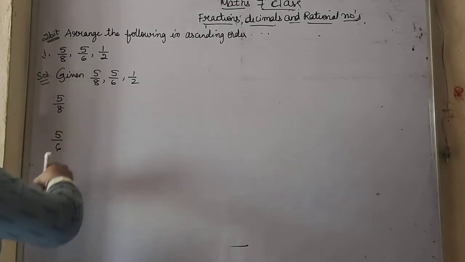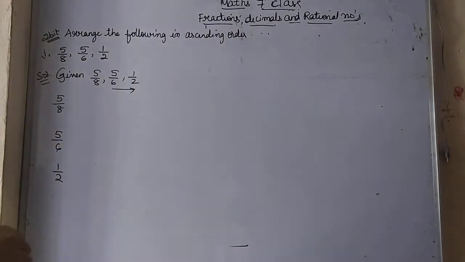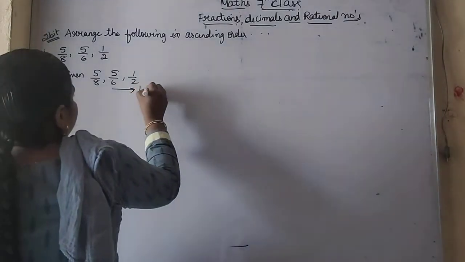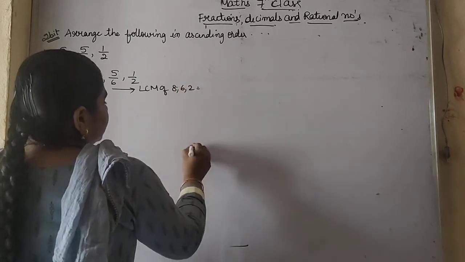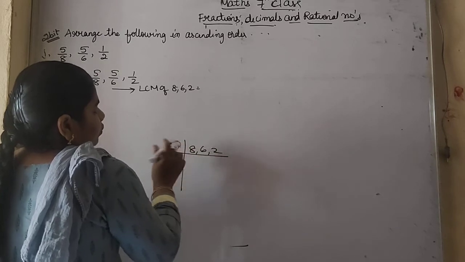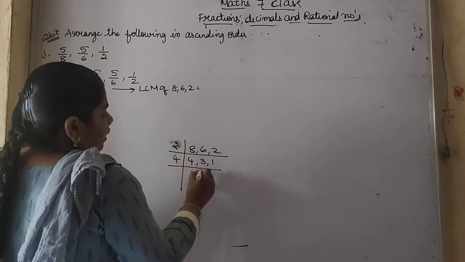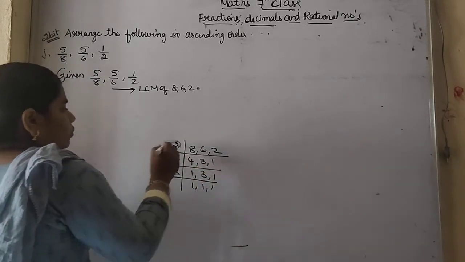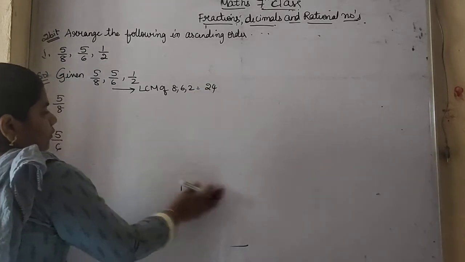All the denominators are different. So what we have to do is make the denominators equal. How to make the denominators equal? By taking the LCM. So here the LCM of 8, 6, 2. I am taking the 2 table: 2 4 times, 2 3 times, 2 1 time, 4 1 times 3 as it is 1. So 4 2s are 8, 8 3s are 24. So you will get the LCM as 24 here.